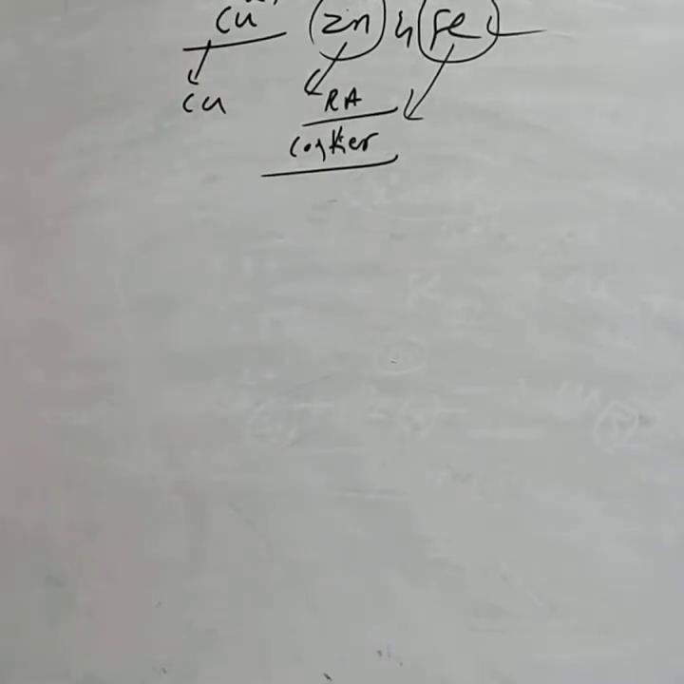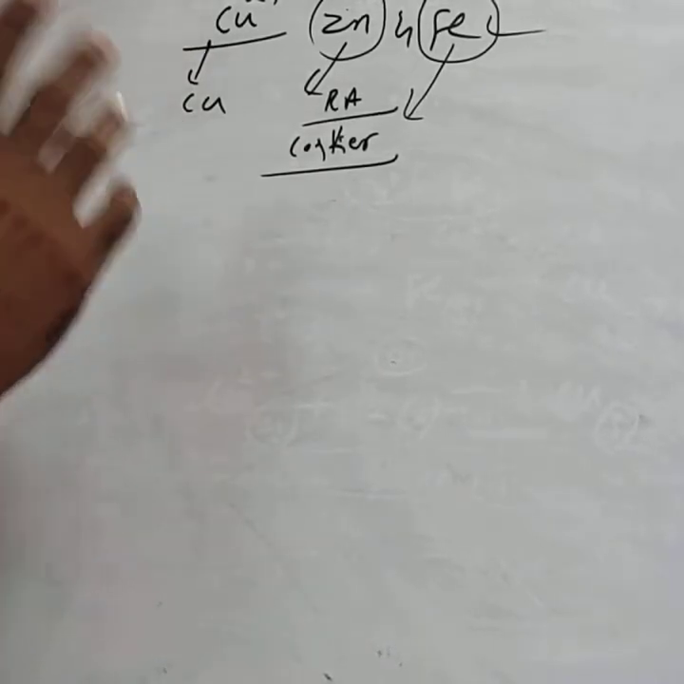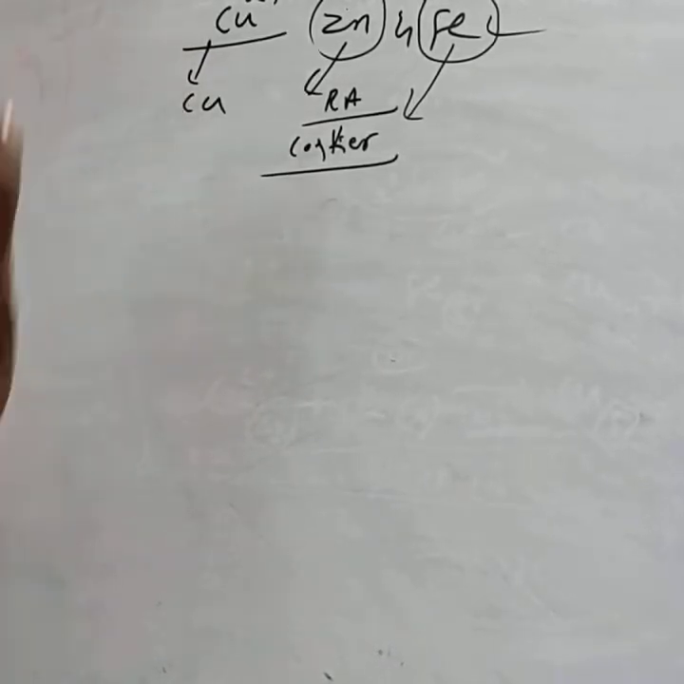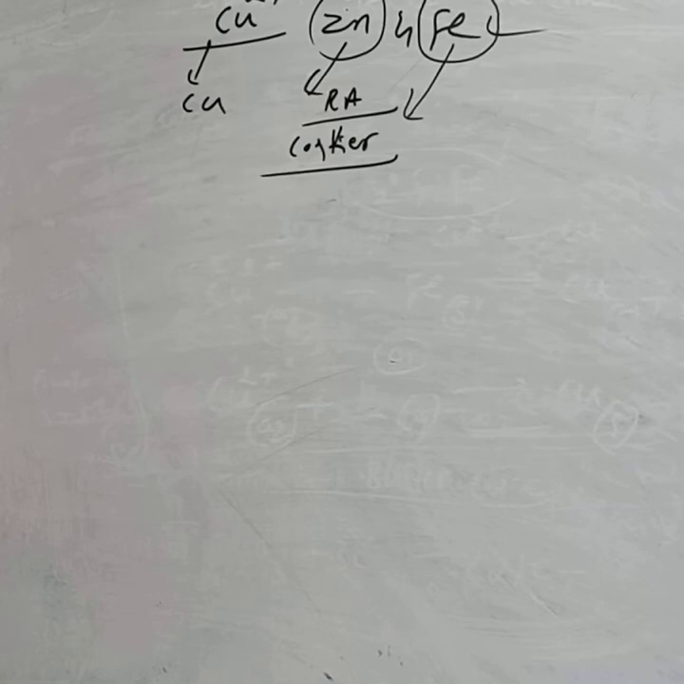This is about the extraction of copper. One is from sulfide ore, the second one is from low grade ores. Then in the next class, we can discuss the extraction of aluminium and zinc. This completes the extraction of the metals.